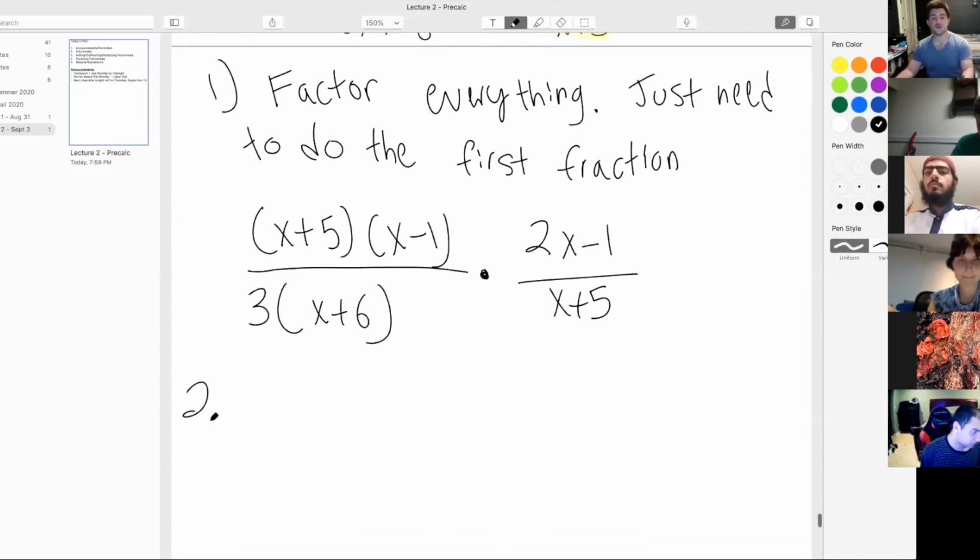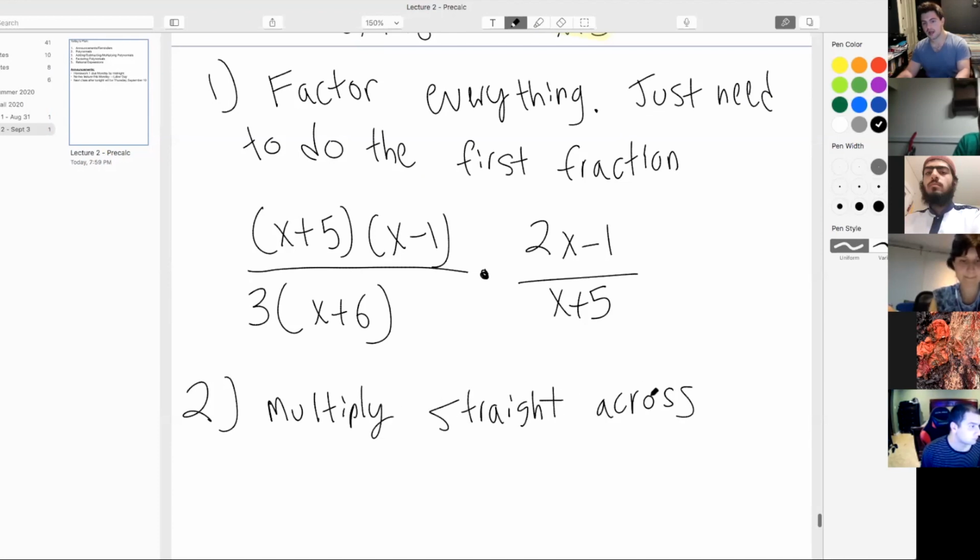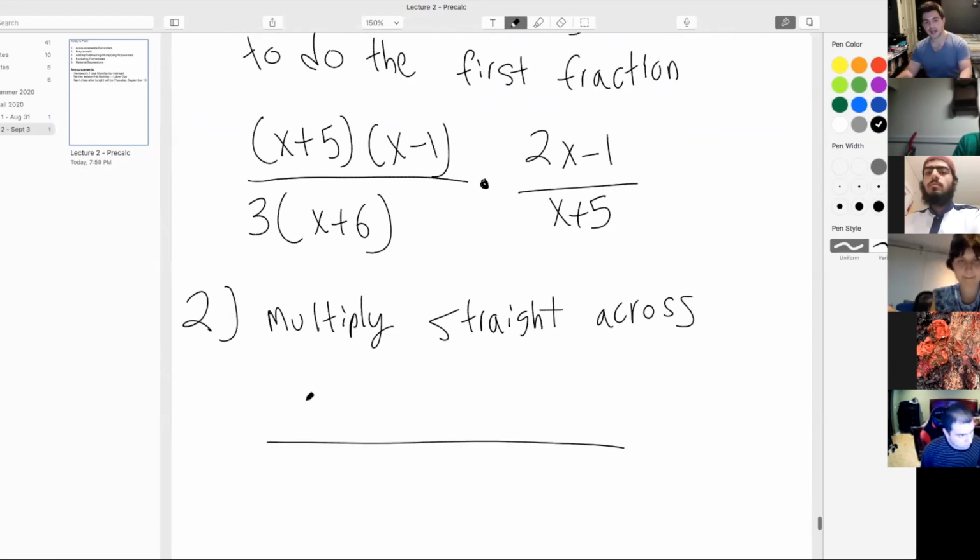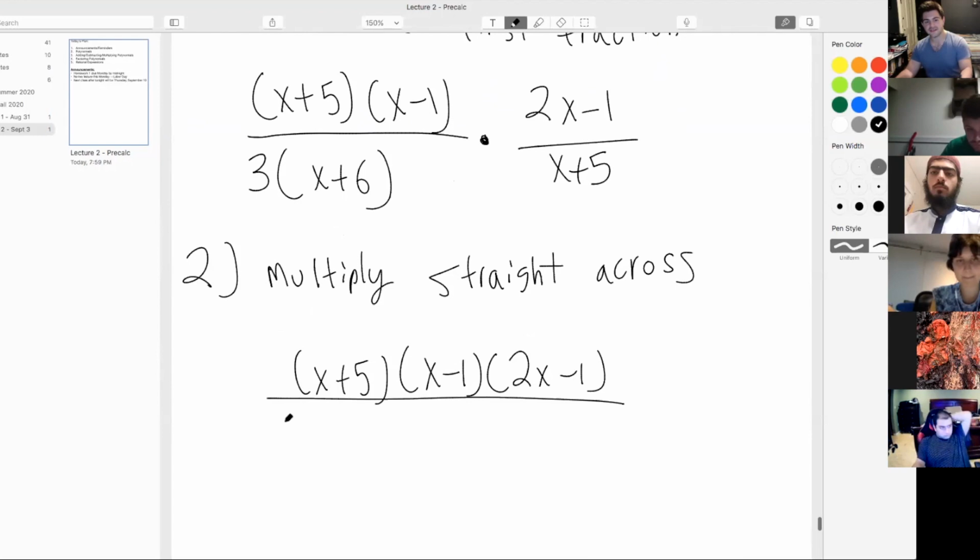Okay, step 2, since we're multiplying, we just multiply straight across. This will give just one big fraction. The numerator is x plus 5 times x minus 1 times 2x minus 1, and the denominator is just 3 times x plus 6 times x plus 5. This step you can sometimes skip.